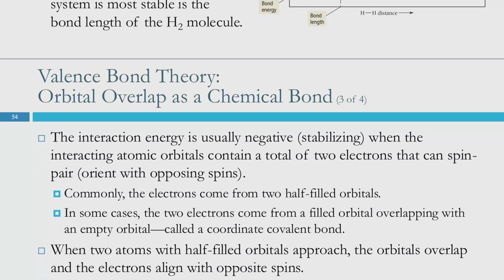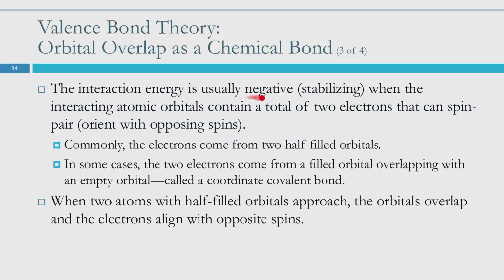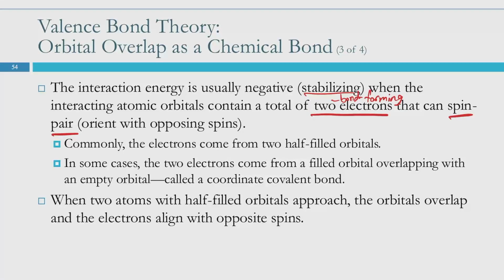Our interaction energy is usually negative, stabilizing, bond forming, when the interacting orbitals contain 2 electrons that can spin pair. Oftentimes this is going to come from 2 half-filled orbitals. So if we look at hydrogen, if we've got 2 hydrogens coming together, they've got half-filled orbitals. Those can go together and they'll spin pair, one up, one down.